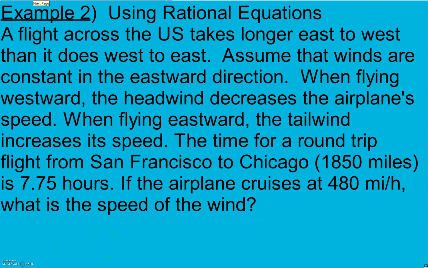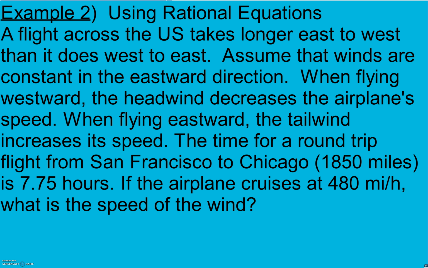I'm going to hop back to example 2 here. You might want to have your books open to page 544 when we're doing this one. A flight across the U.S. takes longer east to west than it does west to east. Assume that winds are constant in the eastward direction. When flying westward, the headwind decreases the airplane's speed. When flying eastward, the tailwind increases its speed.